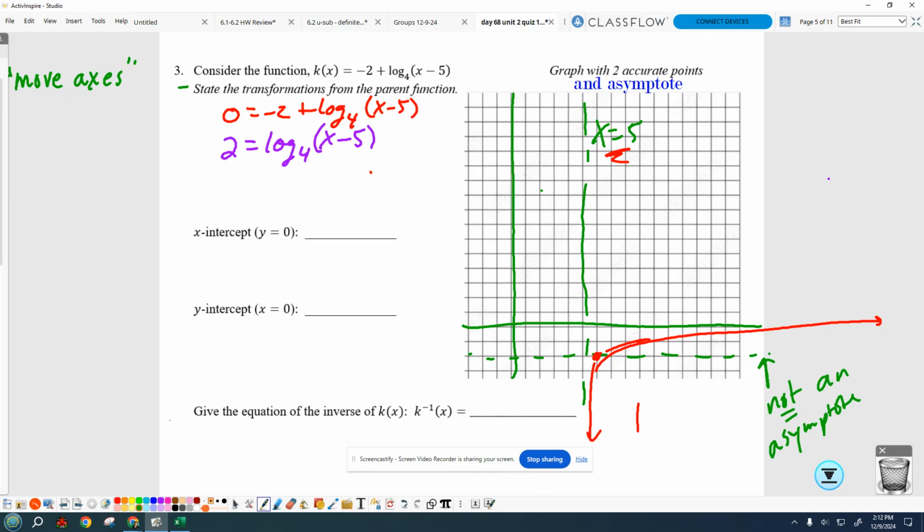Okay, all right, so we need to now translate. Base to the exponent equals the argument. 4 squared. So add 5 to the other side. My x-intercept is 21, 0.